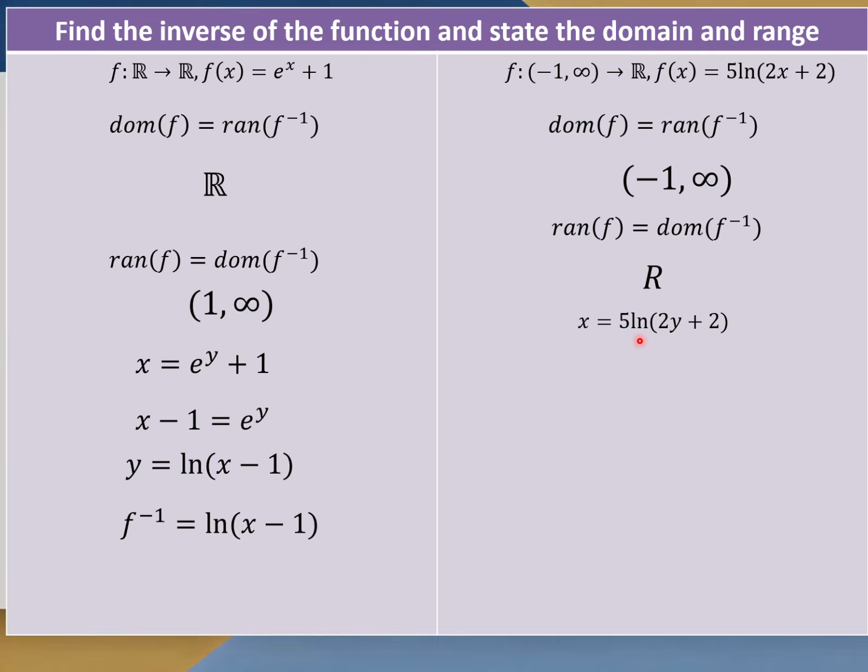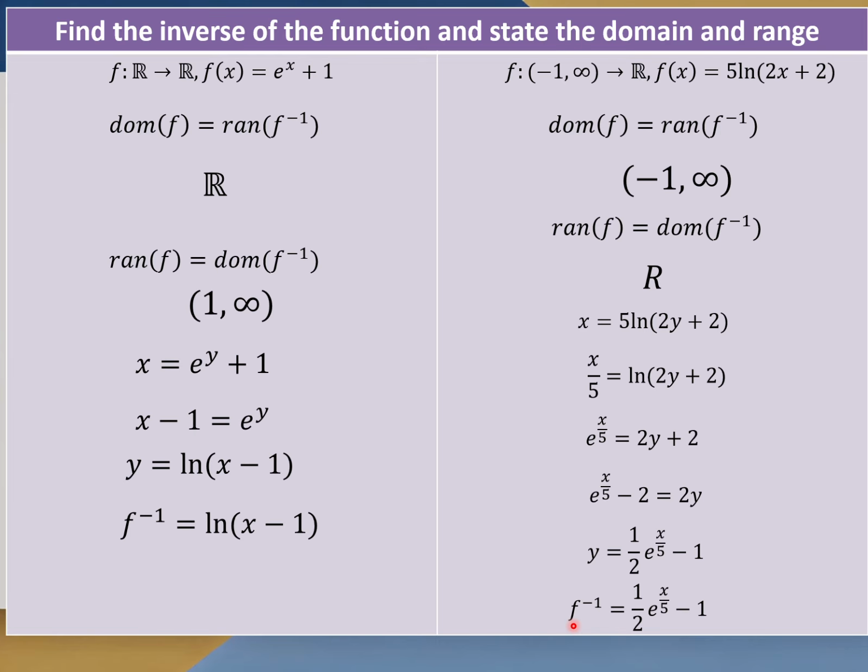Now, the first thing I'm going to do is get this 5 to the other side, so I'll divide both sides by 5, and now I'm going to use my log understanding. So remember, ln is a log base e. So that will turn into base e, x over 5, my exponent, is equal to 2y plus 2. Now I just need to get y by itself, so I take away 2 from both sides and then I divide everything by 2. So that gives me y is equal to a half e to the power of x over 5 minus 1, and I'll write it with the inverse notation.